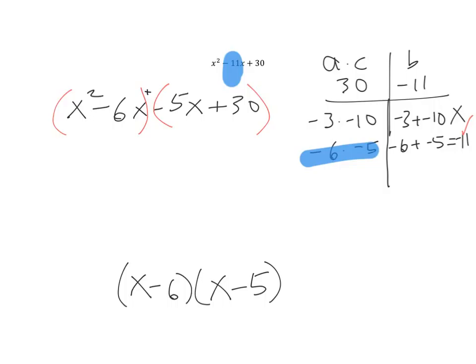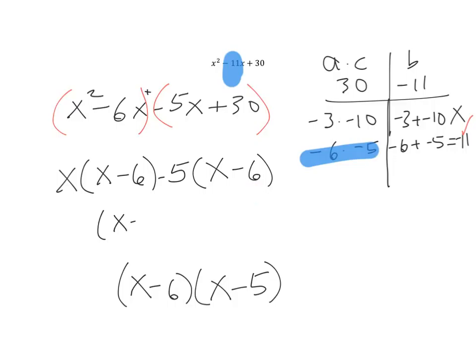Okay? We'd say, hey, what do these two terms have in common? Well, they both have an x in common. So I'm going to take that x out. In doing so, that leaves me with x minus 6. Okay? We look at the second parentheses and we say, hey, what do these two terms have in common? Well, they can both be divided by a negative 5. So I will factor out a negative 5. That leaves me with x minus 6. We say, hey, what parentheses did I write twice? Well, we wrote x minus 6 twice. We'll factor that out. That leaves us with x minus 5.